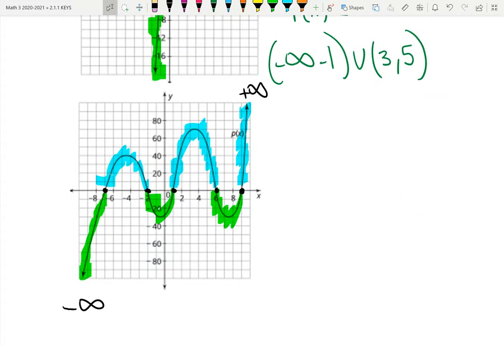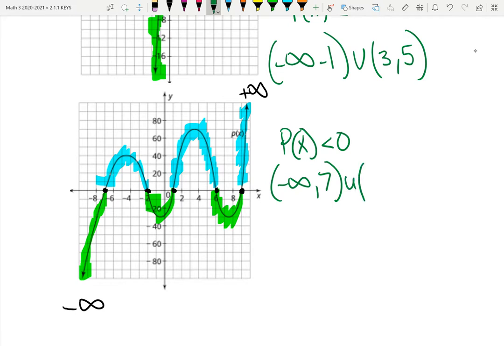So let's go. When p of x, our function that we're looking at, is less than 0, it is going to go from negative infinity to -7. Then it's going to be green between -2 and 1. Then it's going to be green between 6 and 9. And when I say green, it's below the x-axis.